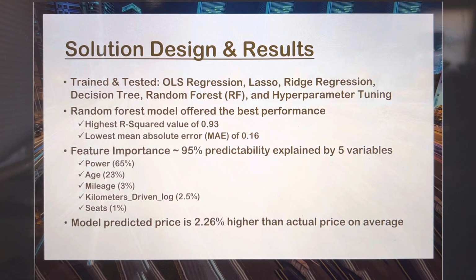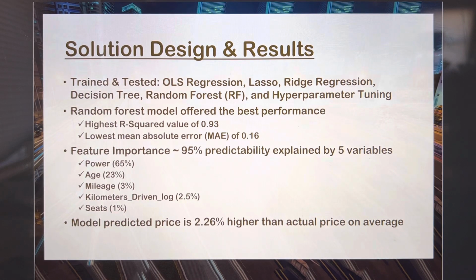In terms of feature performance, there were 5 variables that accounted for about 95% of the model's predictability. The most important feature was power, followed by age, and it dropped off significantly from there to mileage, kilometers driven, and the number of seats. The model actually predicted a price that was 2.26% higher than the actual price on average. So simply implementing the model price in the future should result in higher revenues for the company.